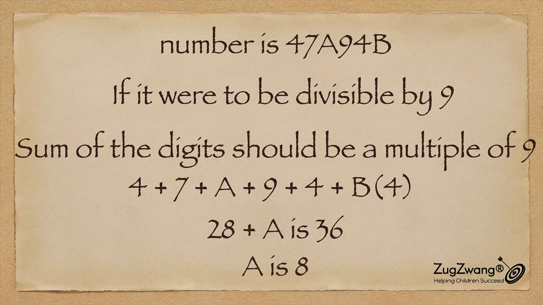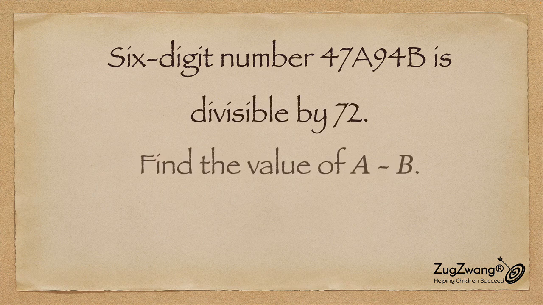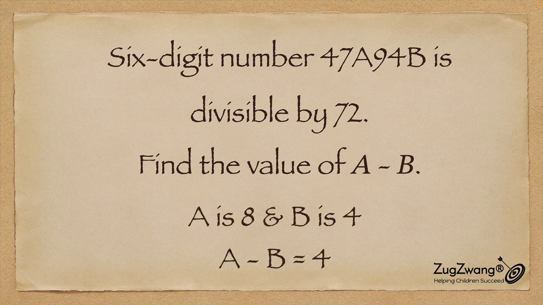And therefore, by utilizing a filtering mechanism for B and A, we are able to arrive at specific values. So if this number were to be divisible by 72, you need to find the value of A minus B. That's the question. We know A is 8, we know B is 4, and therefore A minus B is 4. So that there is the most elegant way to solve this problem.